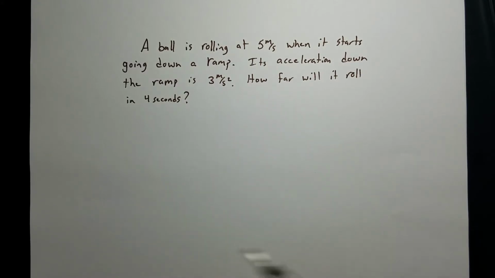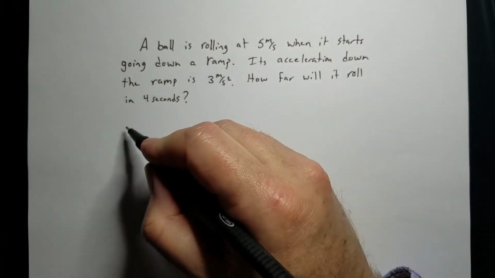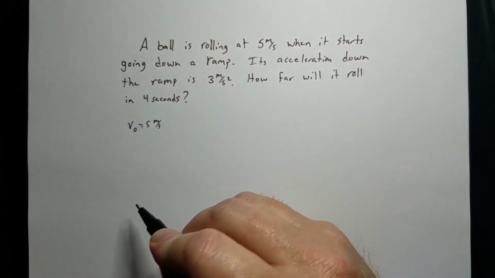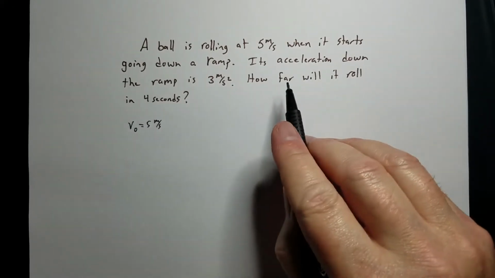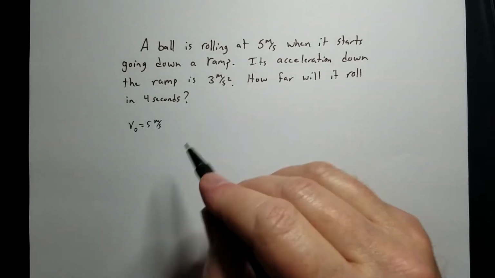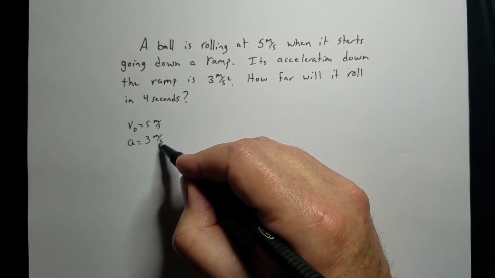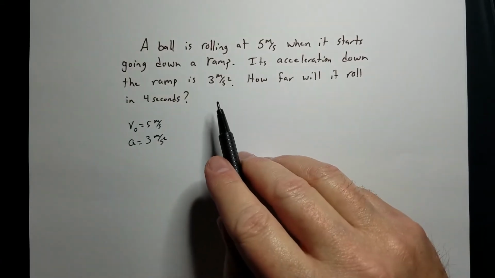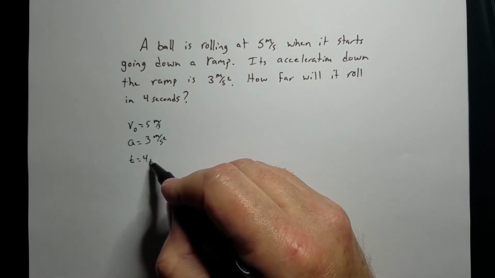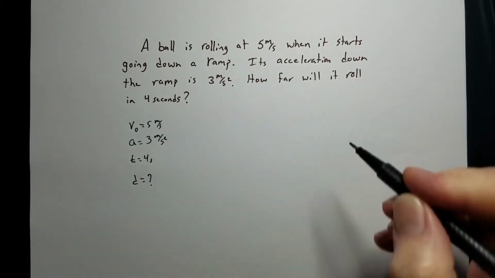If I was to do the whole GUESS method, it's rolling at that amount, so that's my original velocity. It's 5 meters per second. The acceleration down the ramp is 3 meters per second squared. I can tell by the unit what that is. So that's my acceleration of 3 meters per second squared. And we've got a time of 4 seconds. And I want to figure out how far it went, its distance.